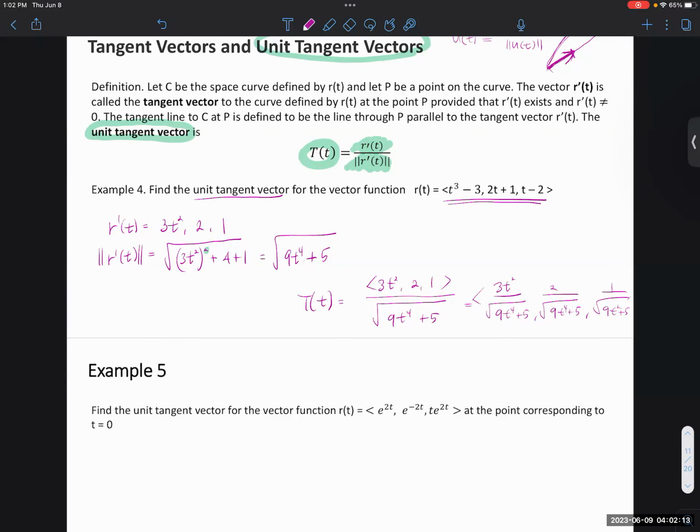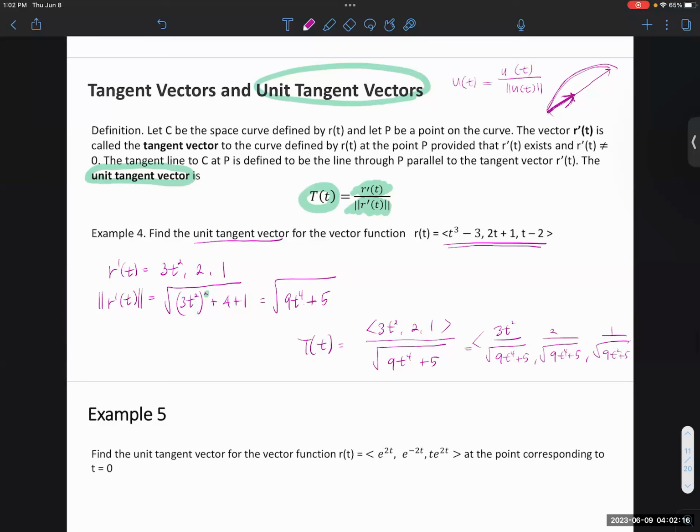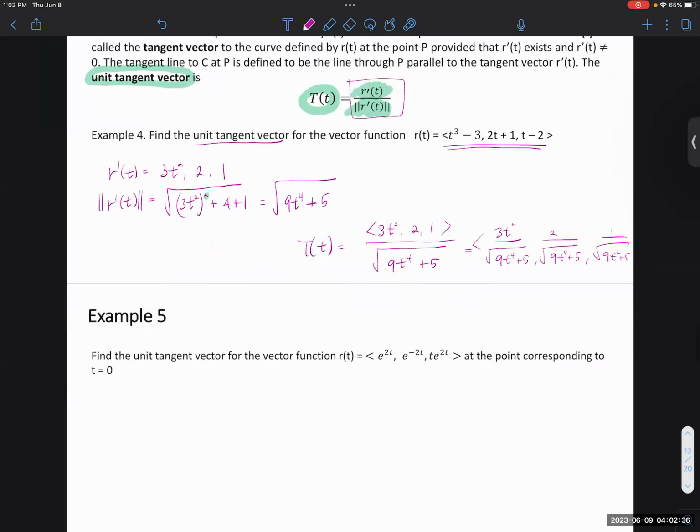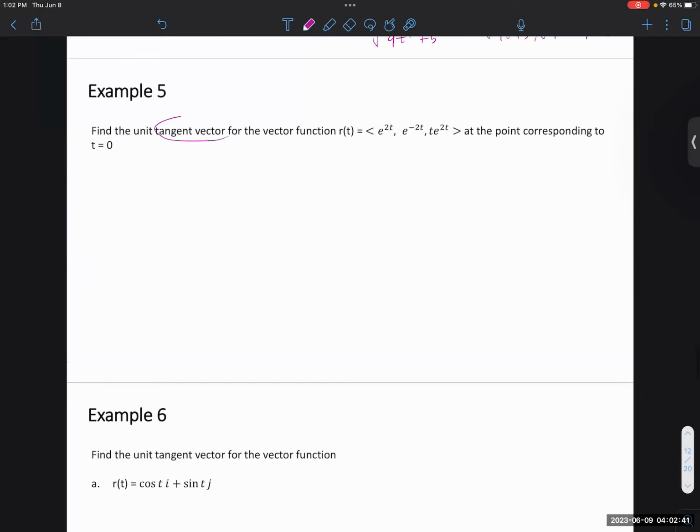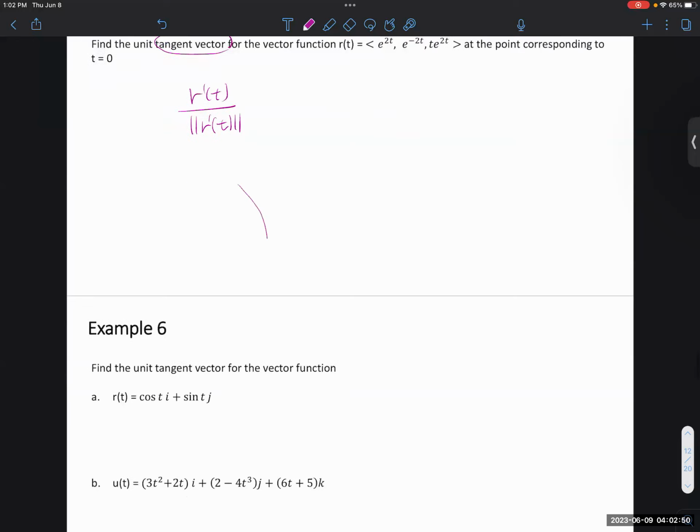Okay, so it's not a complicated concept. You have a tangent vector, right? You can find the tangent vector r prime, and then you can make the length 1 by dividing by the magnitude. That's going to be the unit tangent vector. Same meaning. I'm not going to do numbers 5 and 6 because you're going to try. You can find the unit tangent vector because we know the formula: you take this divided by the magnitude. So you can try both examples 5 and 6.